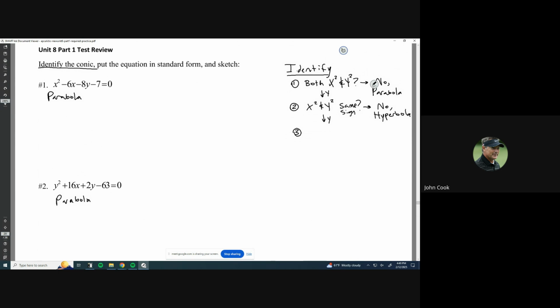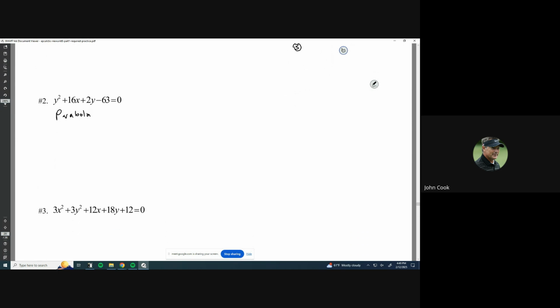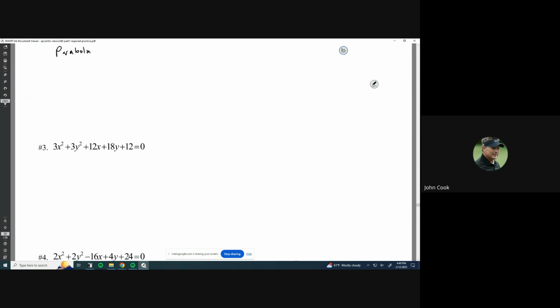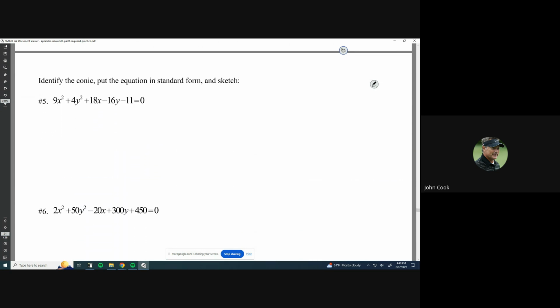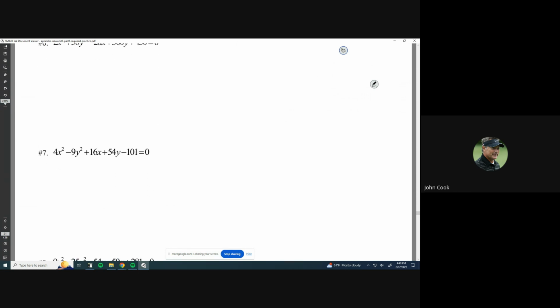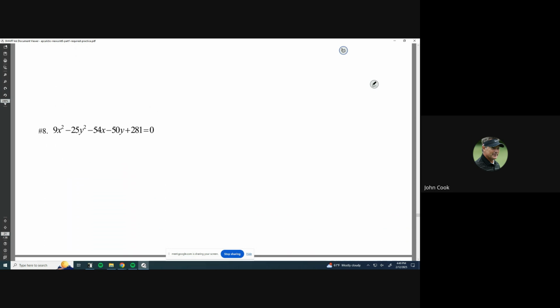So let's see if we can spot any hyperbolas. They have to have x squared and y squared, and they also need to have different signs. So number 3, they have the same sign. So I don't know anything about that. Same thing with number 4, number 5 and number 6. But look at this, number 7. I have an x squared and a y squared, but one of them is negative and one of them is positive. So that means that I know for a fact that this thing is a hyperbola. And same thing with number 8. My x squared is positive, my y squared is negative, so that means that this is also a hyperbola.